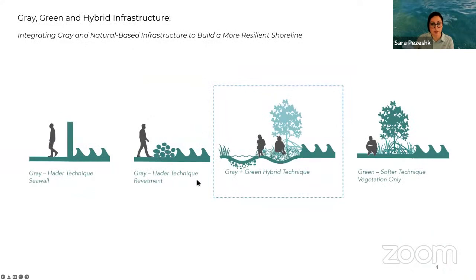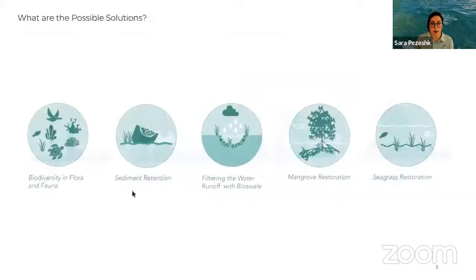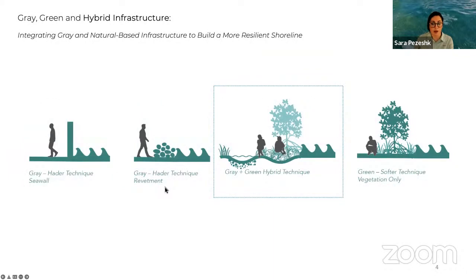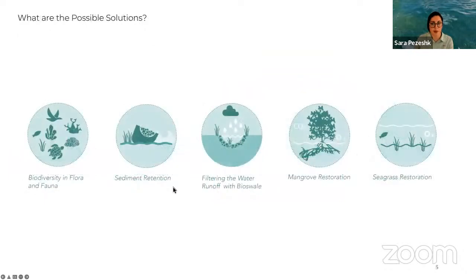The methodology I'm using here is hybrid infrastructure, which means it's a nature-based solution that integrates nature with gray infrastructure such as riprap and natural elements such as salt marsh and mangrove, to create a more resilient shoreline. The aim here is not only to protect the coastal area from erosion, but also to collect sedimentation and filter water, as well as promote biodiversity using natural elements such as mangrove and seagrass.